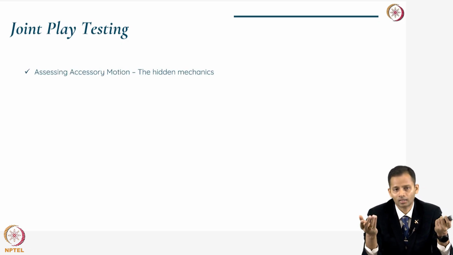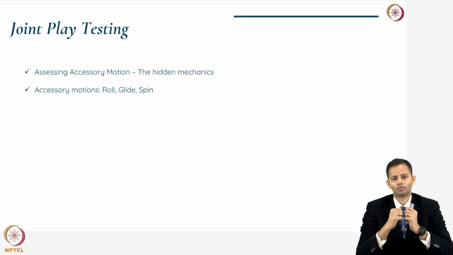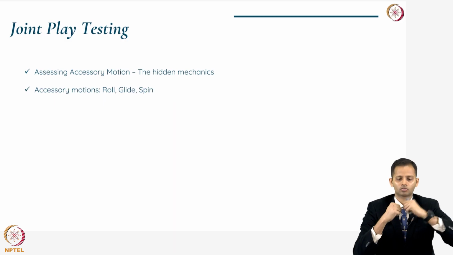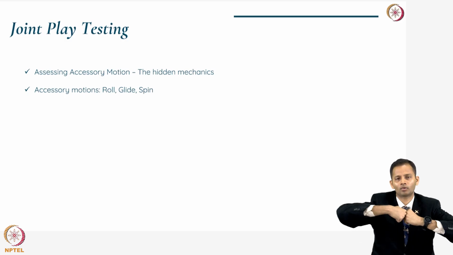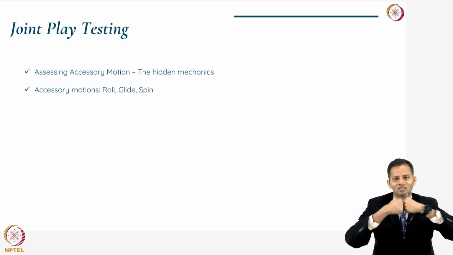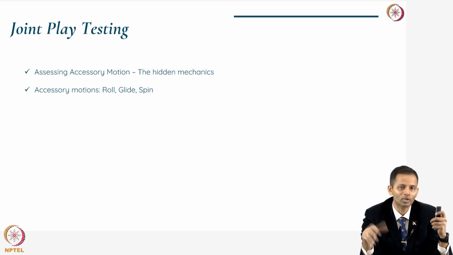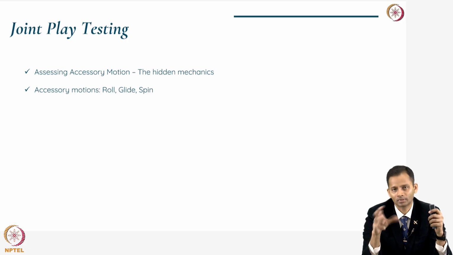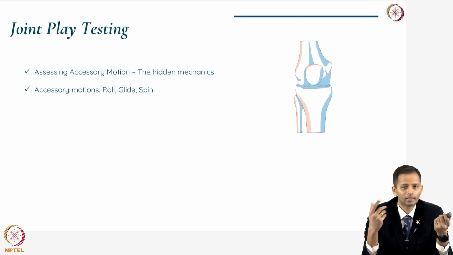So, when we say accessory movement, it means the arthrokinematic movements of roll. Say if this is a joint, the movement that happens is the roll, wherein one end is rolling over the other. The glide is where there is translational movement. The spin is where, at a single point of contact, one segment rotates. So, these are the various movements that are biomechanically possible within a joint, and you are able to test these movements using joint play techniques.